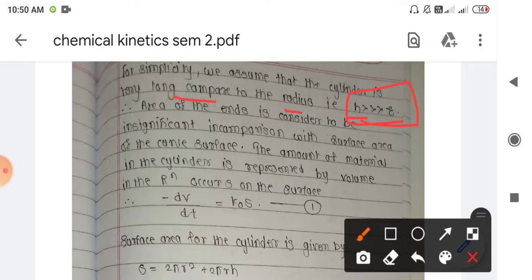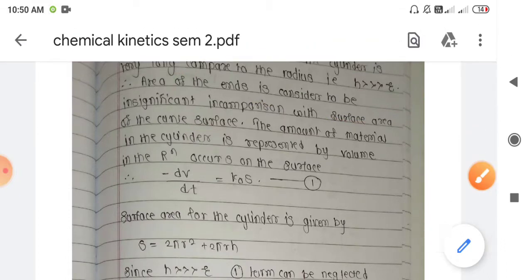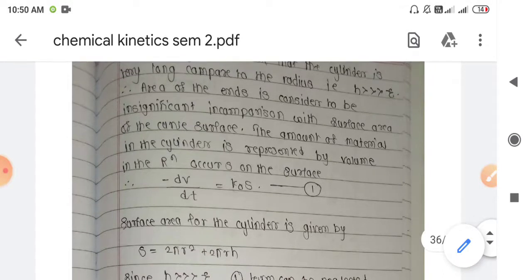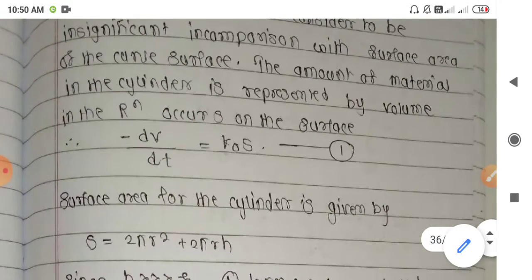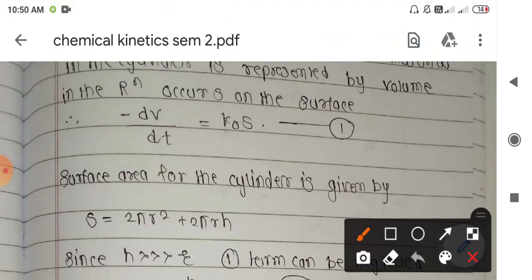So the area of the ends is considered insignificant in comparison with the surface area of the cylindrical particles. Because the radius is too small, the end area is insignificant in comparison with the surface area of the same cylindrical particles. So the amount of material in the cylinder, which is represented by the volume V, reacts on the surface, so the overall rate is minus dV upon dt is equal to some constant k into S, which is the surface area of the cylinder.